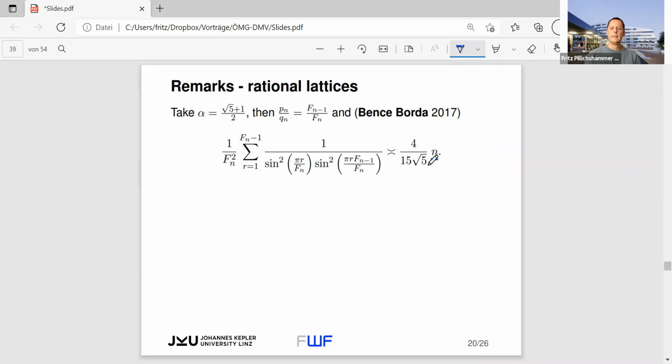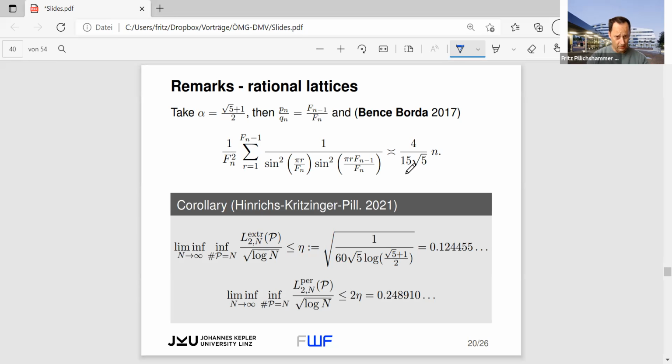And the coefficient of this exact order is also known exactly from a paper by Bilyk, Temlyakov and Yu from 2017, it is 4 over 15 times square root 5. And from this knowledge and our formulas, we can deduce the following for the minimal L2 discrepancies. So we study the L2 discrepancy, normalized by the square root of log n, where n is the number of points, and take the infimum over all n-element point sets in the unit square.